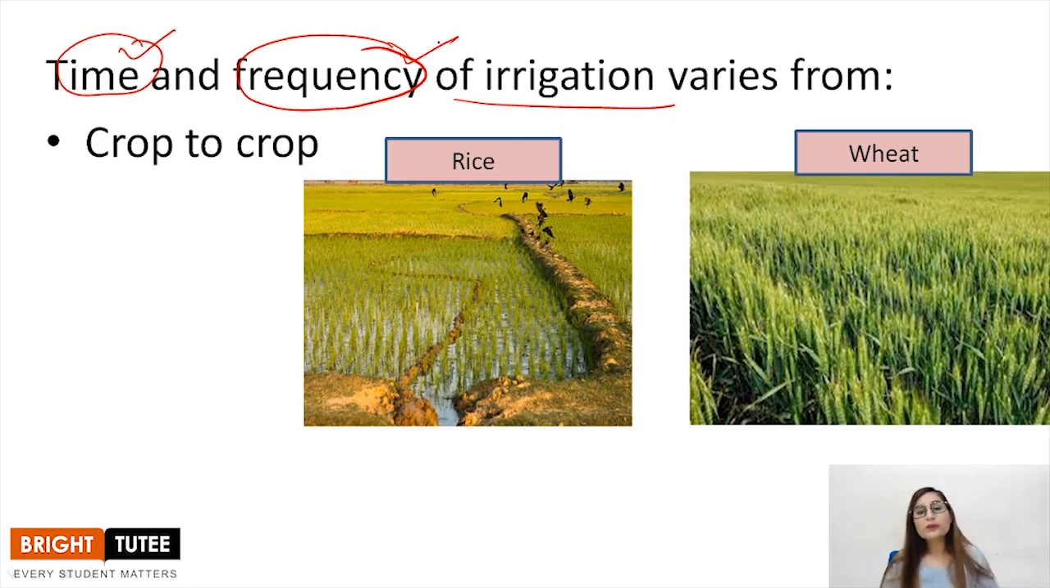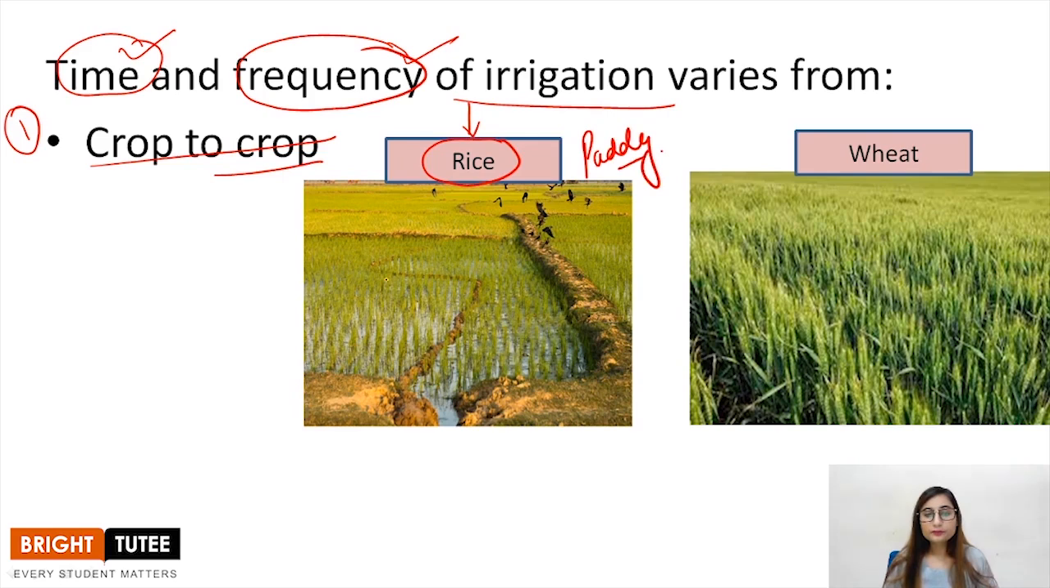So time and frequency of irrigation varies, first, from crop to crop. Different crops require different amounts of water for their growth. For example, as you can see in this picture, a paddy field has been shown, which is of rice. For rice to grow, you can see that there is a lot of water present, right? You can see the water. This is the amount of water present in a paddy field.